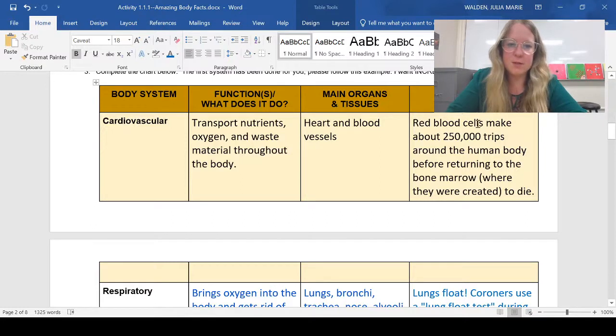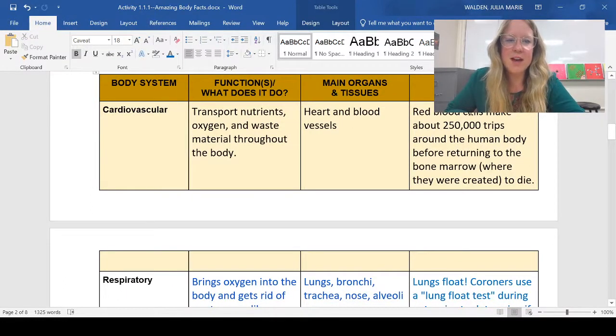Red blood cells are part of the cardiovascular system because that is your heart pumping your blood through your blood vessels, your veins, and your arteries, okay? They make about 250,000 trips around the human body before returning to the bone marrow where they were created to die. Can you find something in this fact that does not belong to the cardiovascular system, that has nothing to do with the heart and blood vessels? Why, yes, the bone marrow.